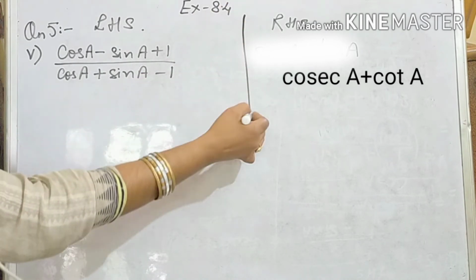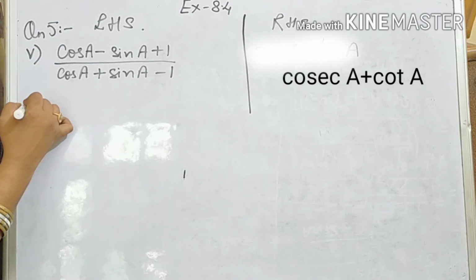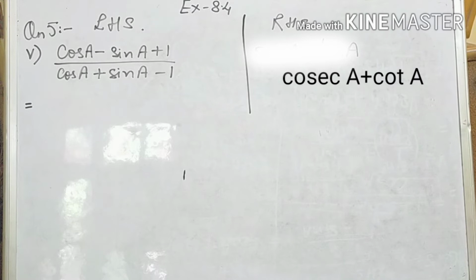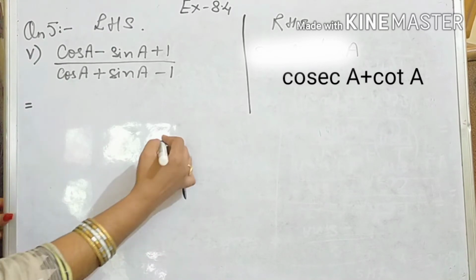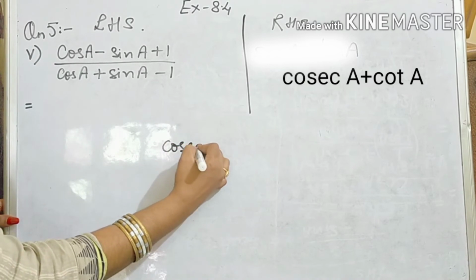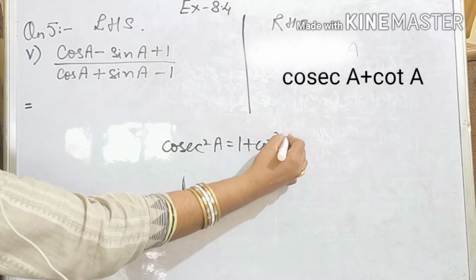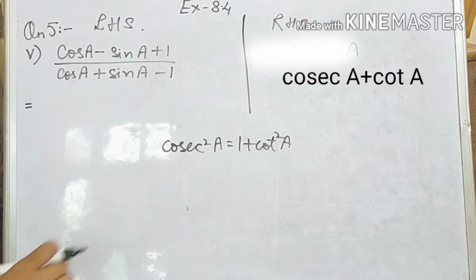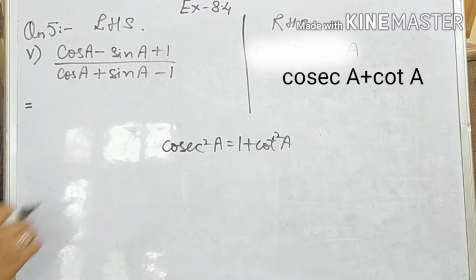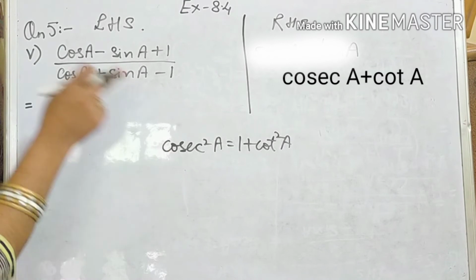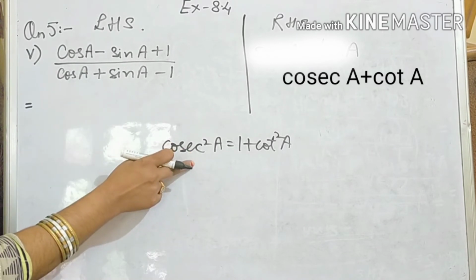So what we have to do here, actually he asked us to use the identity cosec square A equals 1 plus cot square A. That means if we want to use this identity, what is the identity? Cosec square A is 1 plus cot square A. Out of the three identities, this is one of them, and he's saying in the question that you have to use this identity.